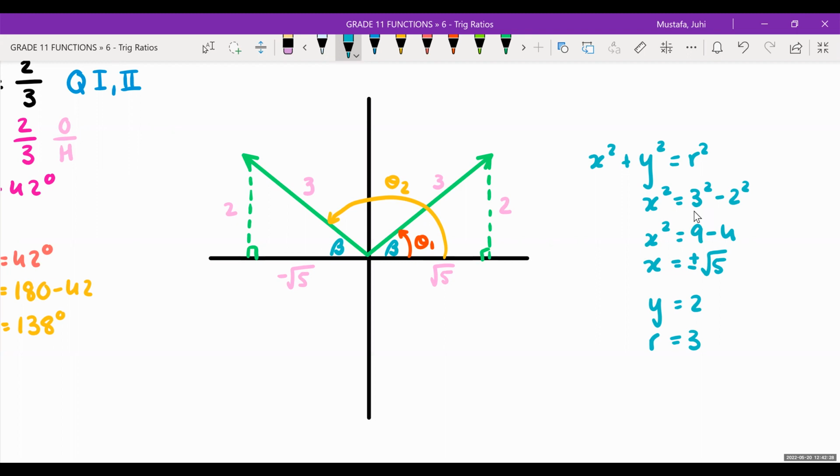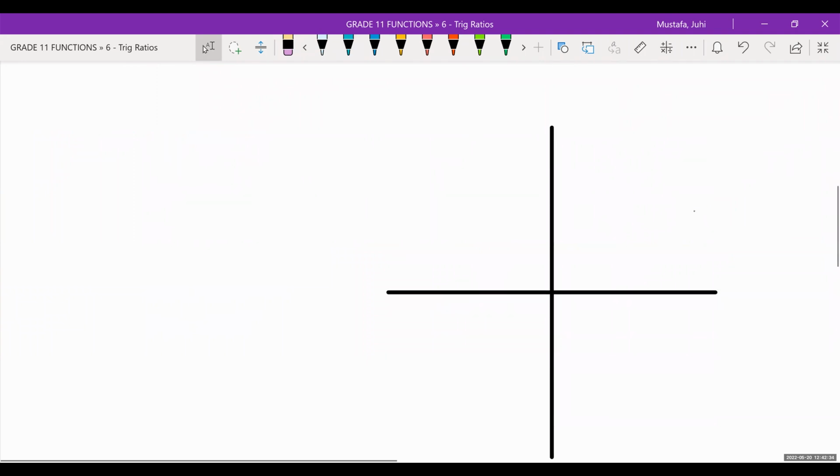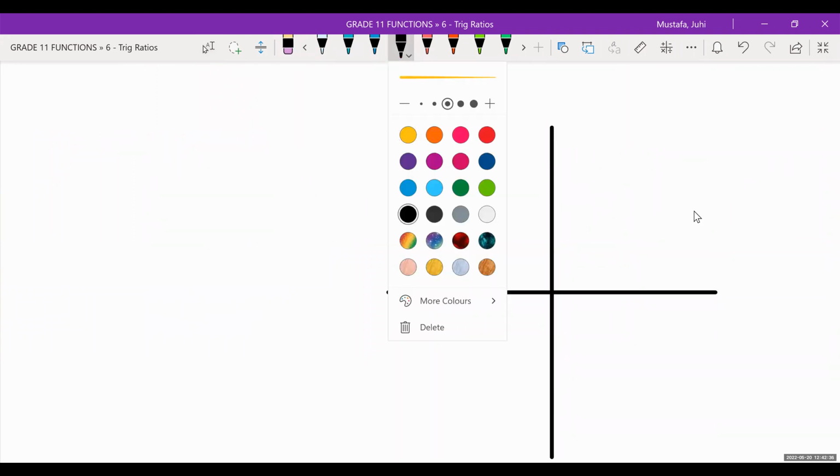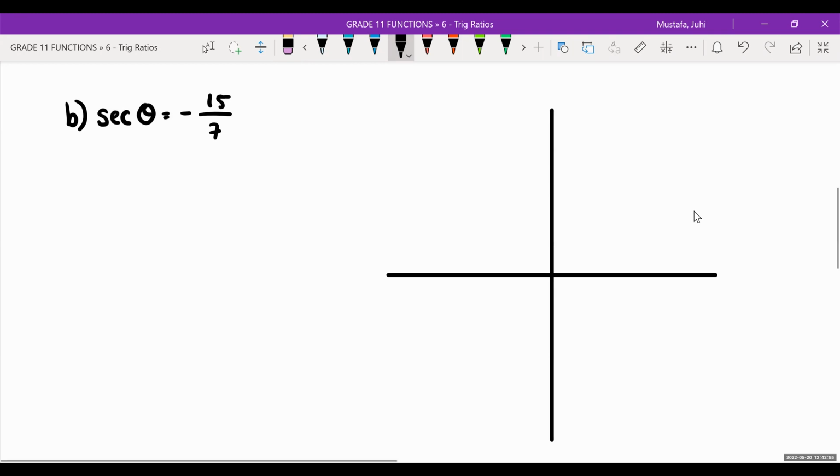All right, let's do another example of the same stuff. Question letter B is secant theta is equal to negative 15 over 7. You're going to notice that negative sign doesn't really belong to either one of the numbers. I'll explain how you know which one it goes to when we actually get to that part.